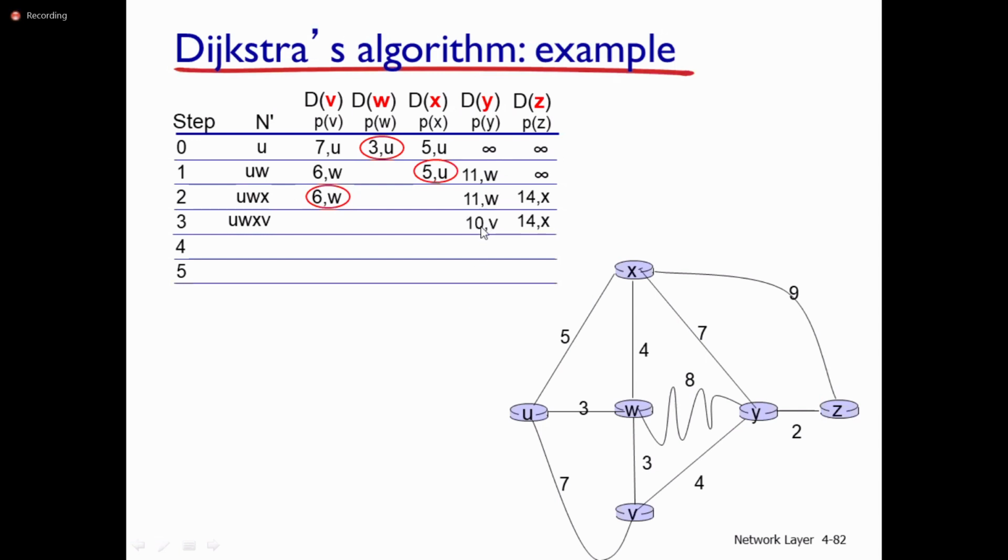So Y is 10. If you follow this path UWXV, the least cost to node Y is 10: 3 plus 3 plus 4, 10. Z is 14, 5 plus 9. Now the least out of these two is 10, right? Then the minimum is 10, UWXVY.